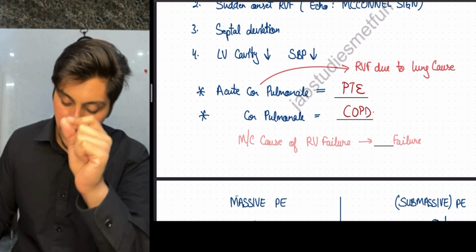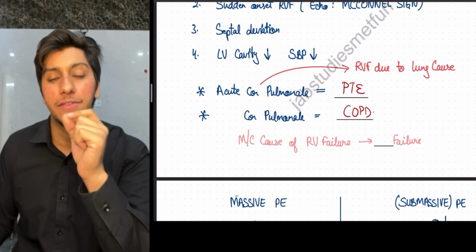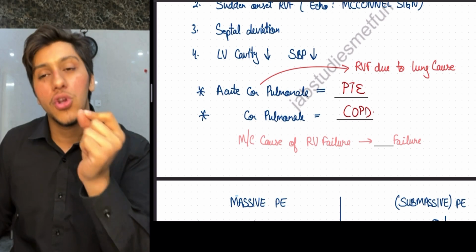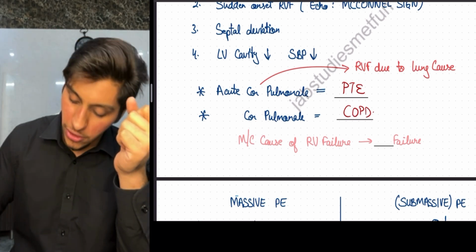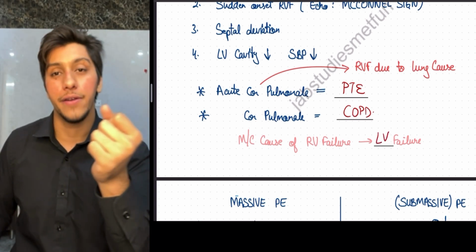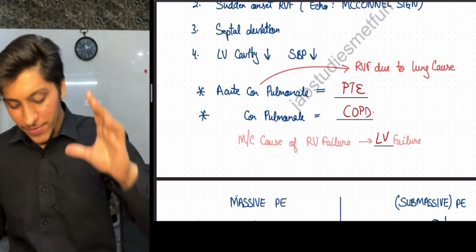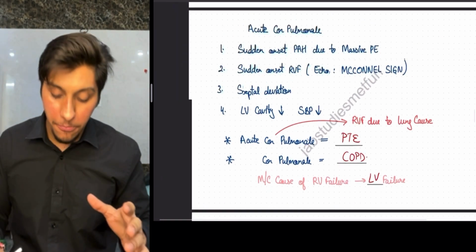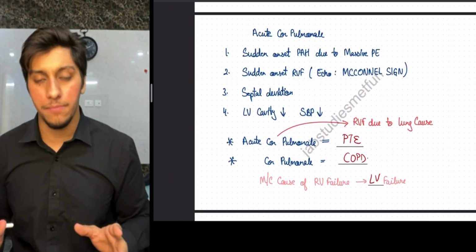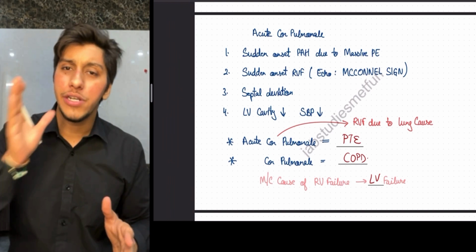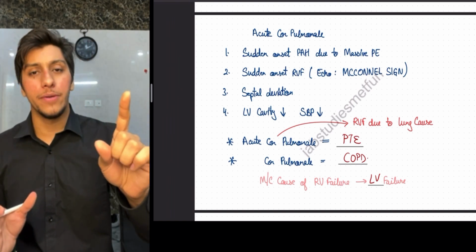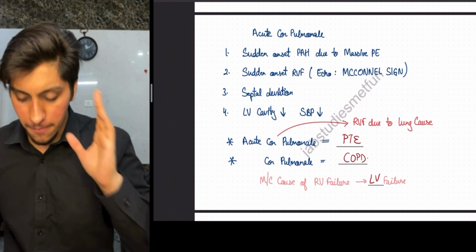Next question, guys, if they ask you what is the most common cause of right ventricle failure? The most common cause of right ventricle failure, guys, is your left ventricular failure. Alright, so these are all the main points and the pathophysiology of pulmonary embolism. Now guys, let us talk about the difference between massive pulmonary thromboembolism and submassive pulmonary embolism.